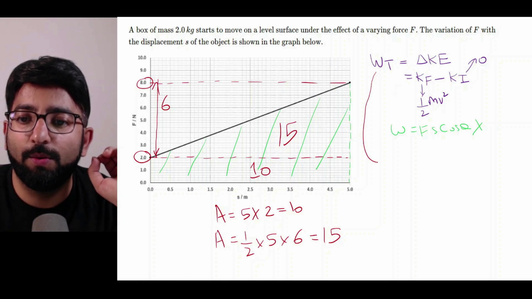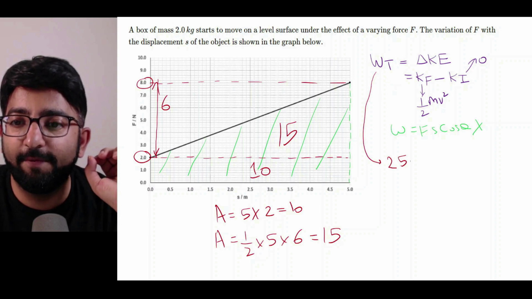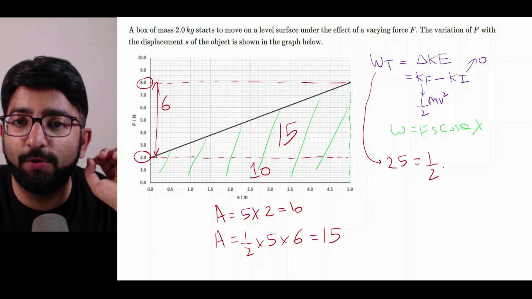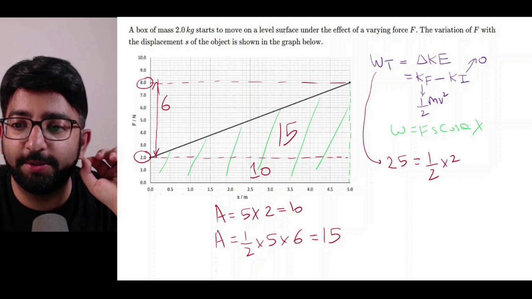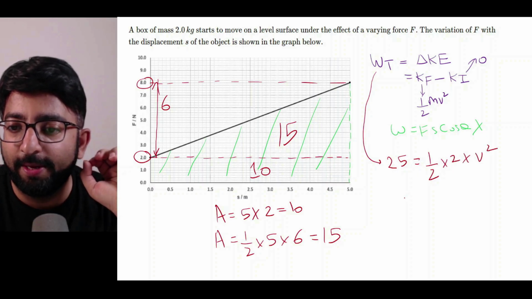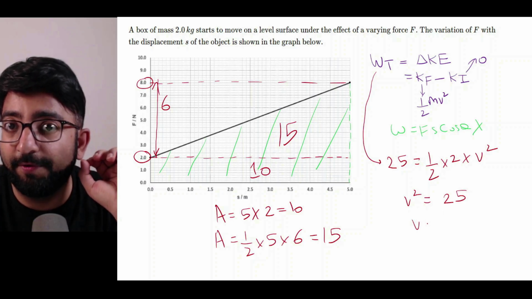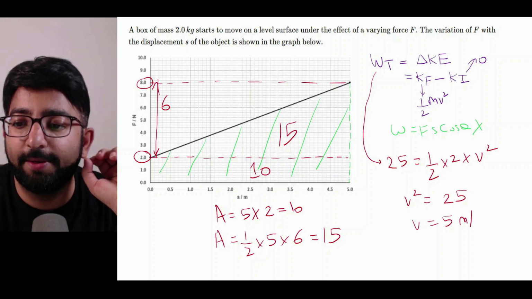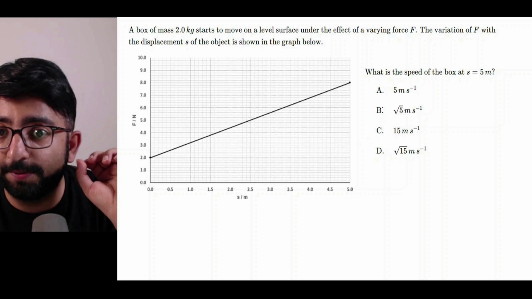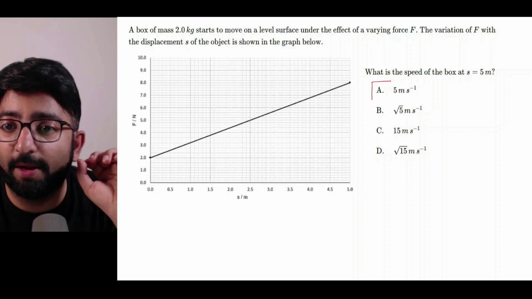Hence, work done we can write as 25, which is equal to half into m into v square. Mass is 2 multiplied by v square. If we simplify this, we'll get v square as 25 and the value of v comes out as 5 meters per second. Going back to the options, the right answer is option A, 5 meters per second.